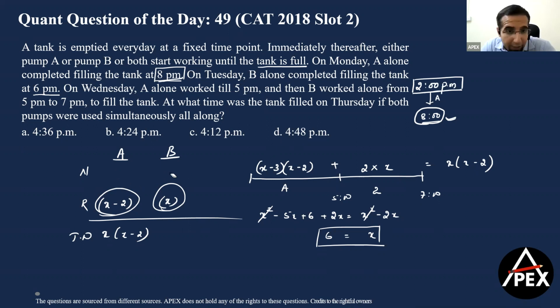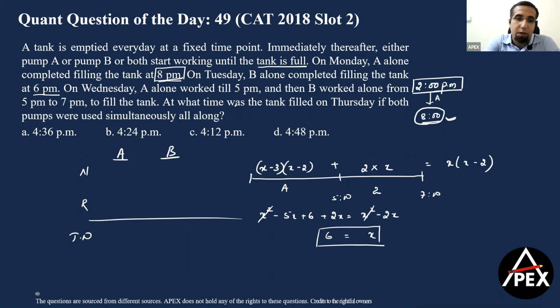Now, if I need to go back, let me replace the values here. So the value of X is equal to 6. So this becomes 6. X minus 2 is 4. LCM is 12. This is 3. So this is 2. And this is 3. Now, what does the question ask? At what time was the tank filled on Thursday if both the pumps were used simultaneously all along? Which means both of them are working together, right? So 2 plus 3, that means they are completing 5 units an hour.